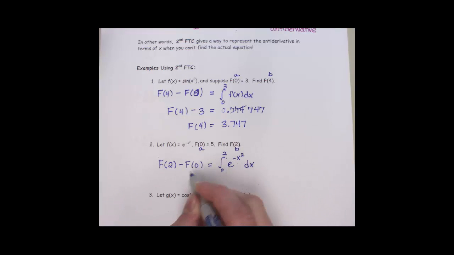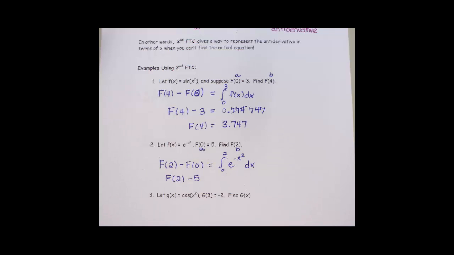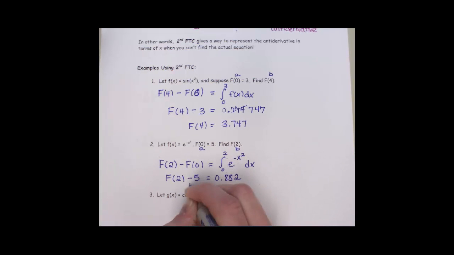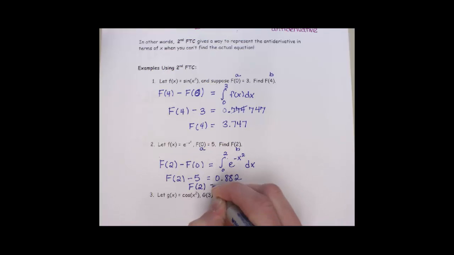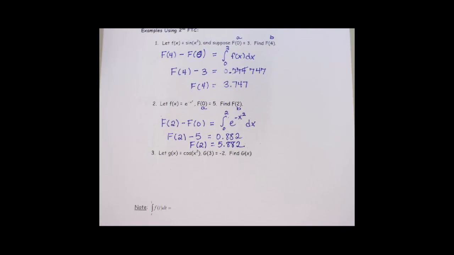So we know that f of 0 is 5. And if you plug this one in the calculator, you get 0.882. And so then when you add the 5 to the other side, f of 2 is 5.882. So now in example 3, this is where the second fundamental theorem comes into play, because they're giving us a 3 here, but an x here.